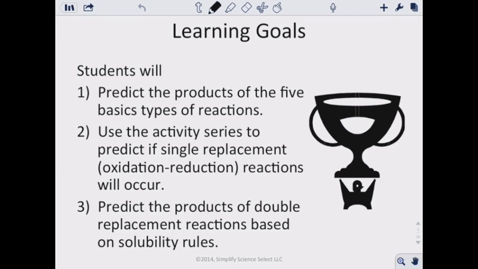We'll use the activity series to predict if single replacement reactions, meaning those oxidation reduction reactions, will actually occur, and we'll predict the products of double replacement reactions based on the solubility rules. So essentially what we're doing is predicting the products of the 5 basic types, and then we're going to see, do all single replacement reactions happen, and do all double replacement reactions happen?